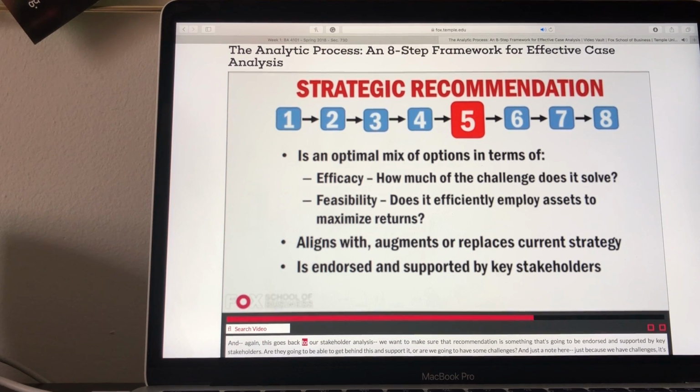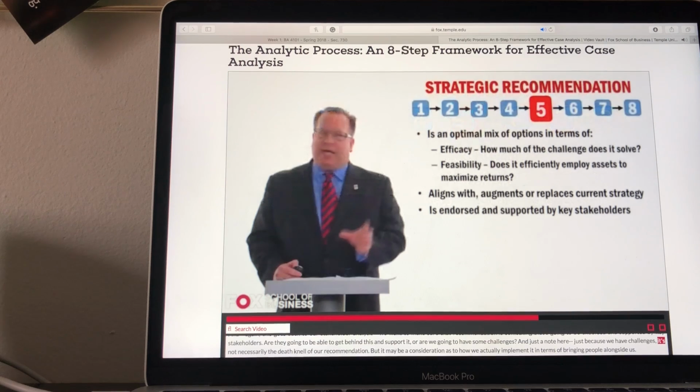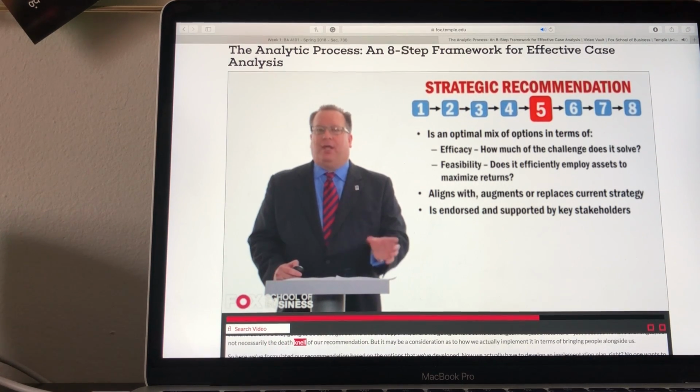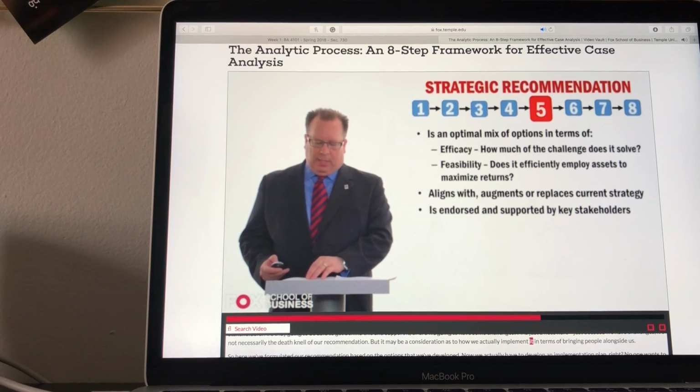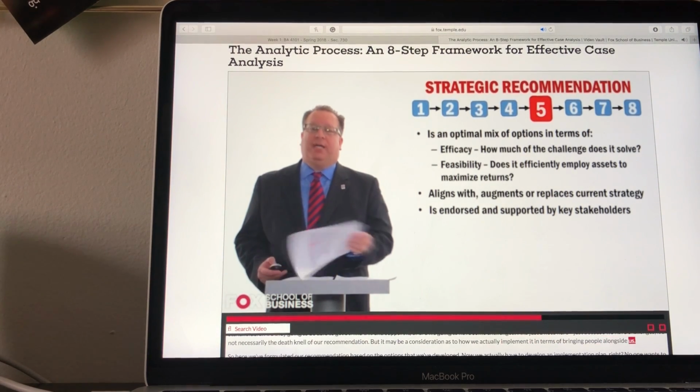And again, this goes back to our stakeholder analysis. We want to make sure that recommendation is something that's going to be endorsed and supported by key stakeholders. Are they going to be able to get behind this and support it, or are we going to have some challenges? And just a note here, just because we have challenges is not necessarily the death knell of our recommendation, but it may be a consideration as to how we actually implement it in terms of bringing people alongside us.